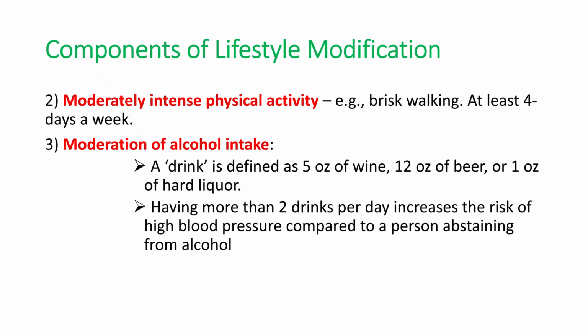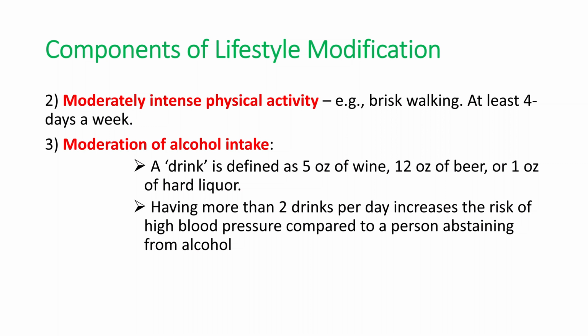Then the second component of lifestyle modification is moderately intense physical activity, like brisk walking. Walk fast, at least 4 days a week. That is very important. If you are a heart patient, you have to get permission from your doctor to decide your ability to do this activity. Brisk walking is the common thing, 4 days a week, with a duration of 30 to 45 minutes, which is enough.